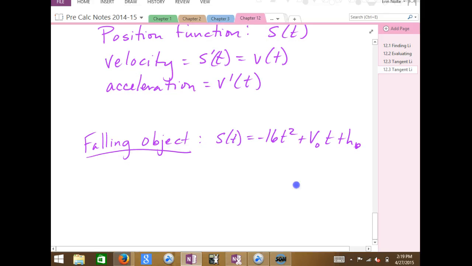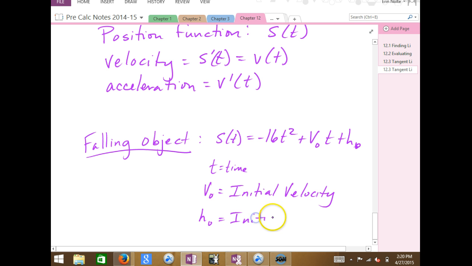Okay, so just so you know, the t is in reference to time on this. The v sub o means initial velocity, and the h sub o is initial height. Yeah, so a little sub o is initial of anything.